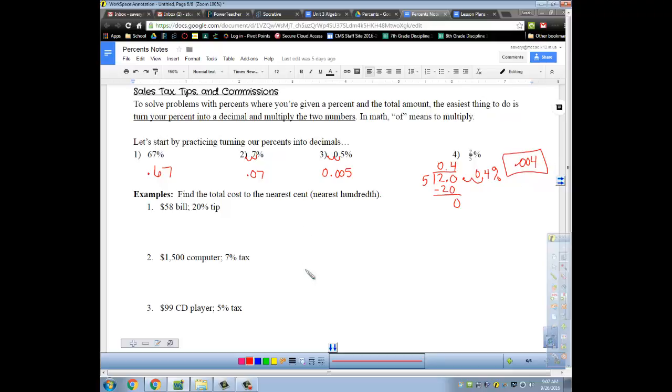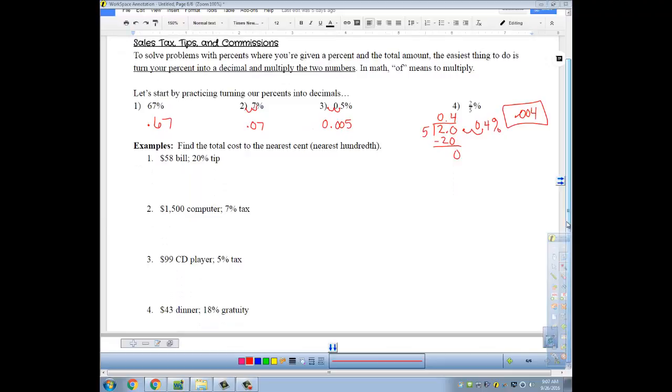Okay, now the next examples, we're going to be figuring out the total cost of something. And we're going to use our shortcut. So for number 1, it says find the total cost, round to the nearest cent, so nearest hundredth. There's 2 numbers after the decimal. So we're going to start by turning your 20% into a decimal and multiplying. Some people say, what do you multiply by? The only other number that they tell you. So 58 times 0.20. And that's going to give me 11.60.